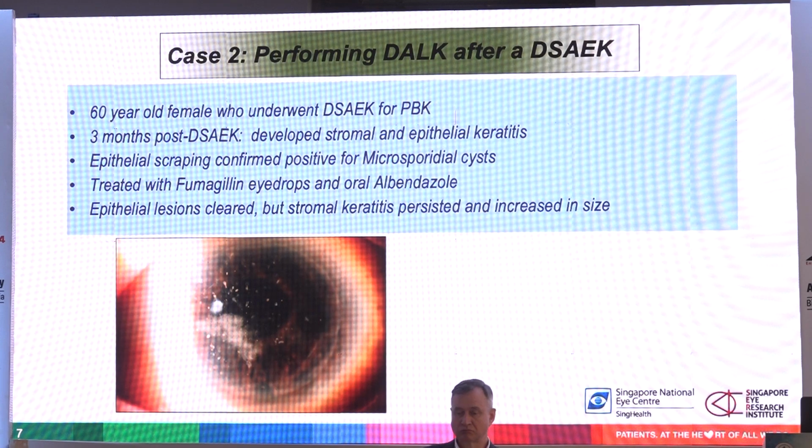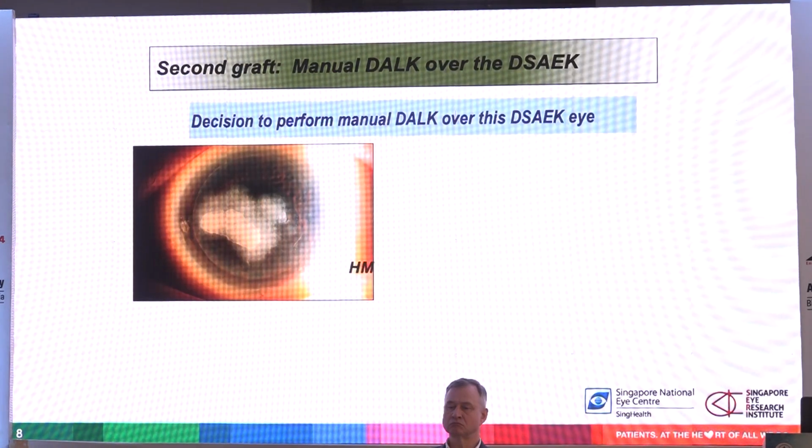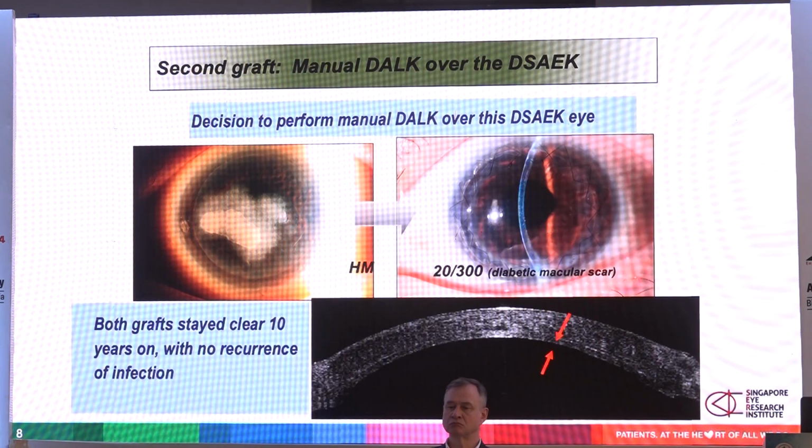We hardly see that in Singapore. I'm sure in India you see a lot of stromal keratitis secondary to microsporidia. So once the epithelial lesions cleared, she was left with this dense stromal keratitis that continued to increase in size. And she's had a previous DSEC. So again, instead of doing a PK, we decided to do a DOLC on her. She has poor vision post-operatively because of diabetic maculopathy and macular scar, but the graft has remained pristine and clear more than 10 years post-op.